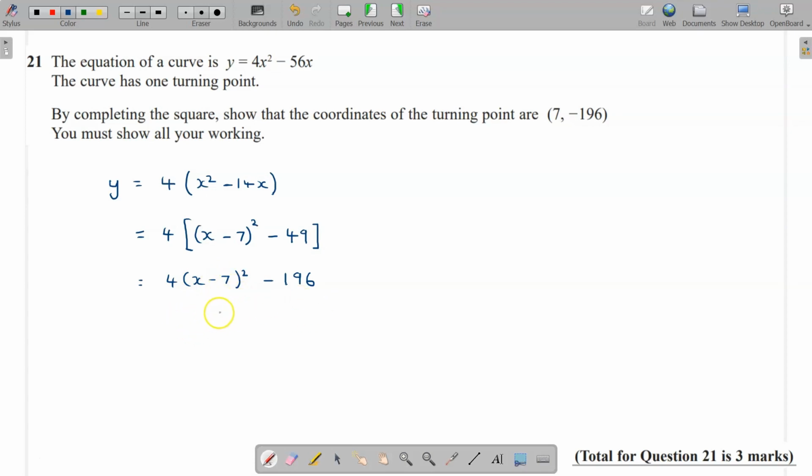Okay, so x equals 7, and for minimum, y equals minus 196, you see, because when x is 7, this is 0, all of this is 0, and you're left with minus 196. Okay, and that pretty well proves it.